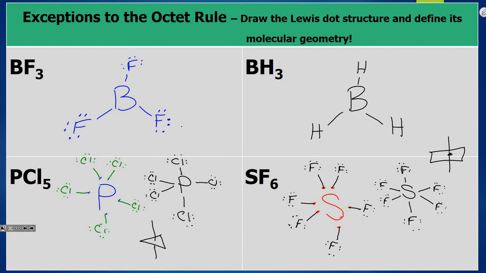So they're sort of the party animals. Phosphorus ends up with 10 electrons around it, and sulfur ends up with 12, which are exceptions to the octet rule because octet says 8, right? Okay, so going forward, everybody got that down?